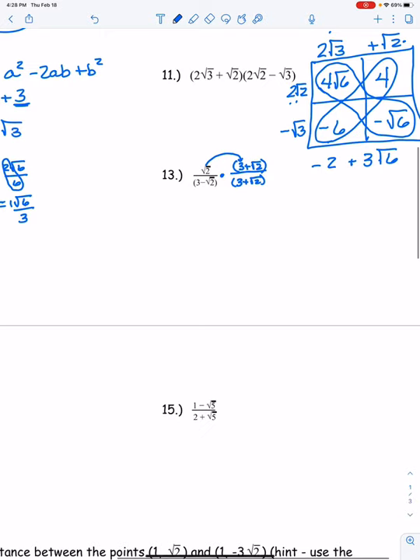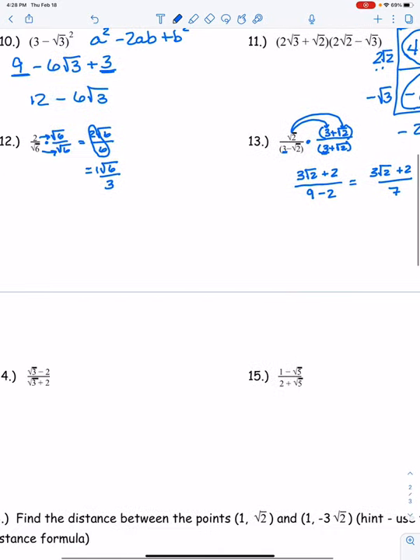The square root of 2 times 3 is going to be 3 the square root of 2. The square root of 2 times the square root of 2 is going to give me 2. Over, because this is the difference of two squares, we only have to deal with the two numbers. So I have 3 times 3, which gives me 9. The square root of 2 times the square root of 2 just gives me 2. So I'm going to end up with 3 the square root of 2 plus 2 over 7. Okay? And so I am done with number 13.